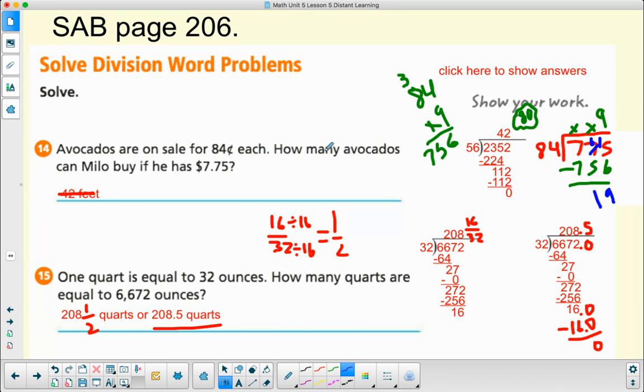They don't care about how many cents left. They want to know how many avocados can he buy. So it's going to be 9 avocados. Why do they have to use such long words? Why couldn't it be like 9 cars?